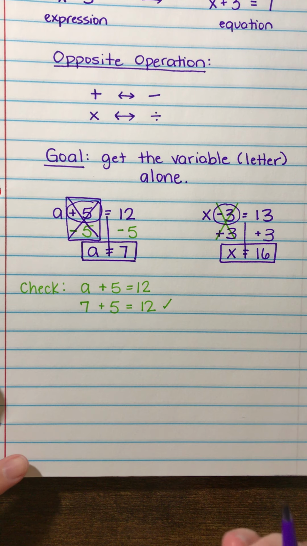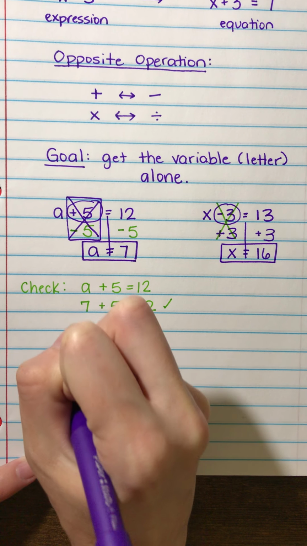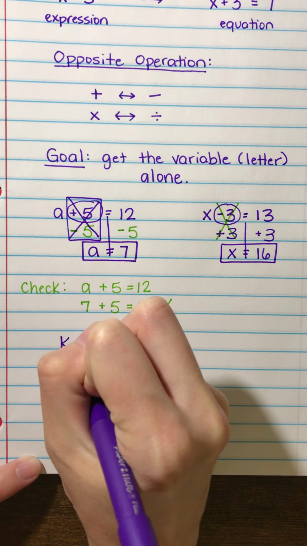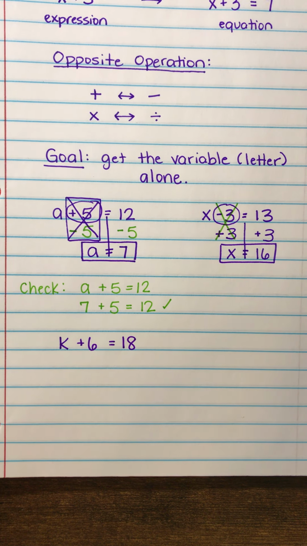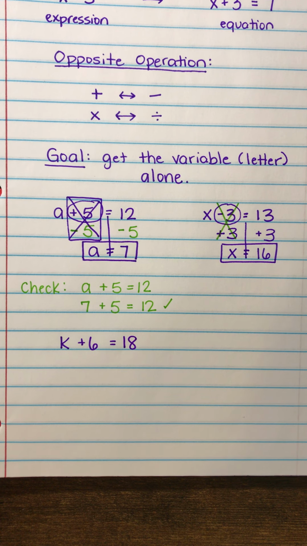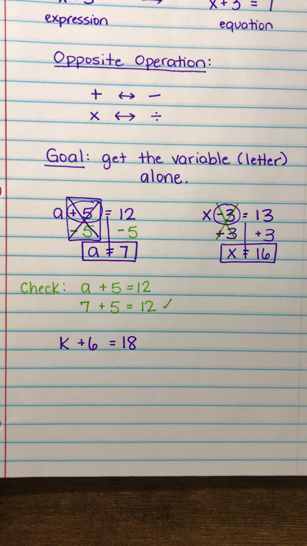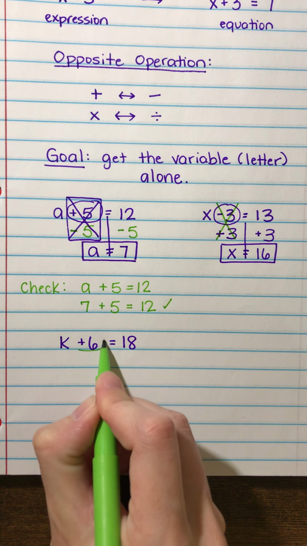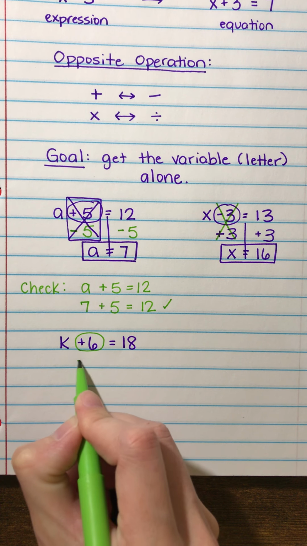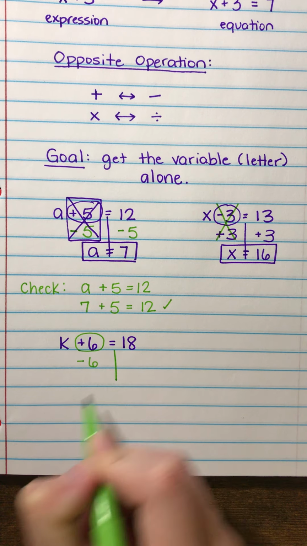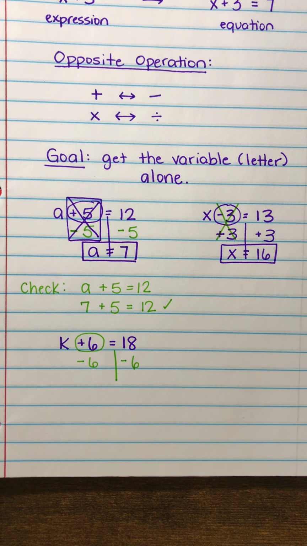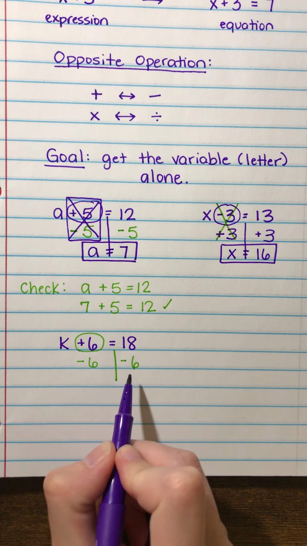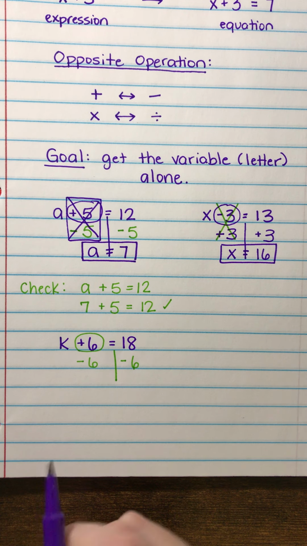Okay, let's try a couple more like this, and then I'll move on to one other thing that I have to show you today. All right, so I've got k plus 6 equals 18. Again, my goal is to get the letter all by itself, and I have to do the opposite of what I see. So right now I see I have plus 6. Opposite of addition is subtraction. And I have to do the same thing to each side of the problem. So I subtract 6 from each side instead of adding 6.